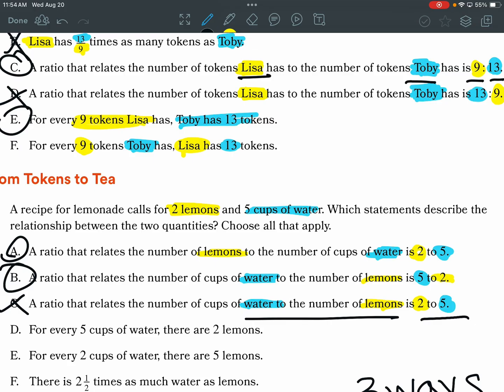All right. So, is there 5 waters? Oh, that's the wrong color for water. Okay. Is there 2 lemon? We are good.